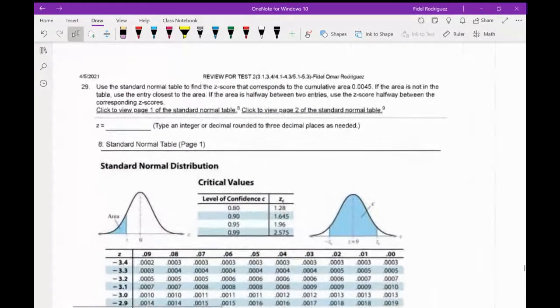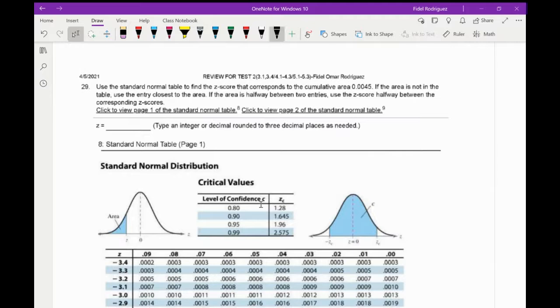Okay. So guys, I'm glad, this is an excellent question as well. I'm glad you asked. Now, number 29, we're going backwards. It says use the standard normal table to find the z-score that corresponds to a cumulative area of 0.0045. If the area is not in the table, use the entry closest to the area. And if it's halfway between the two entries, use the z-score halfway between the two corresponding z-scores.